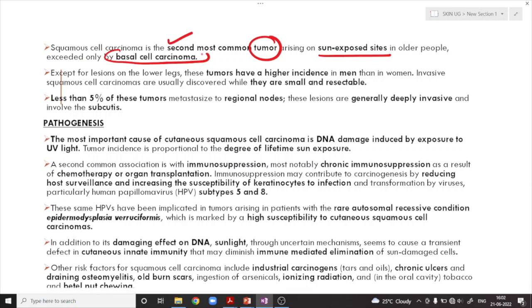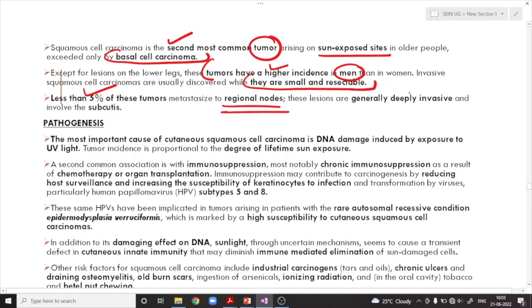Except for the lesions on the lower legs, these tumors have a very high incidence in men as compared to women, and invasive squamous cell carcinomas are usually discovered while they are small and resectable. So that is a good and fortunate piece of information. Now, less than 5% of these squamous cell carcinomas will metastasize to the regional lymph nodes. These lesions are generally deeply invasive and they involve the subcutaneous tissue.